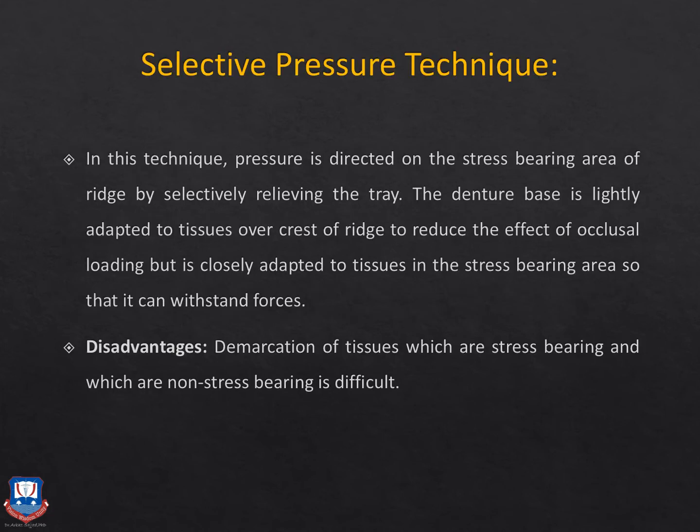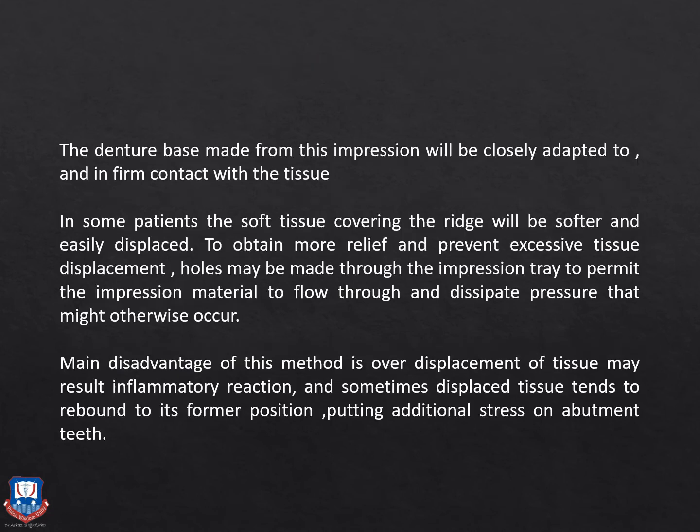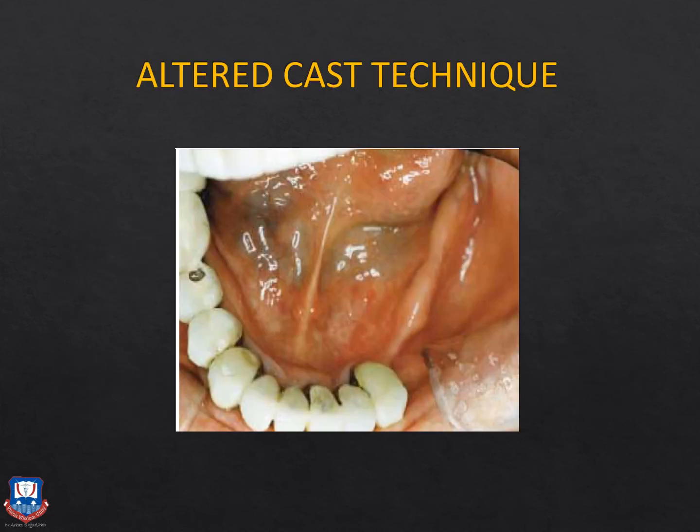The next technique is the selective pressure impression technique. The selective pressure impression technique is the same as the one used for complete dentures, so there's nothing much to it. And then another technique, which falls neither under the functional impression nor under the selective pressure impression technique, is the altered cast impression technique.